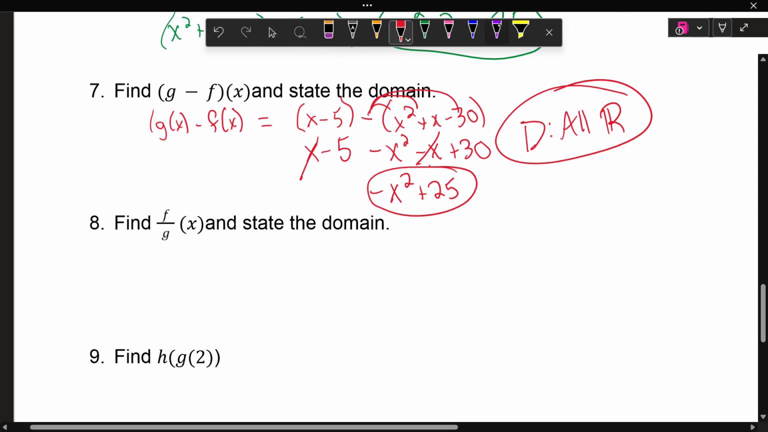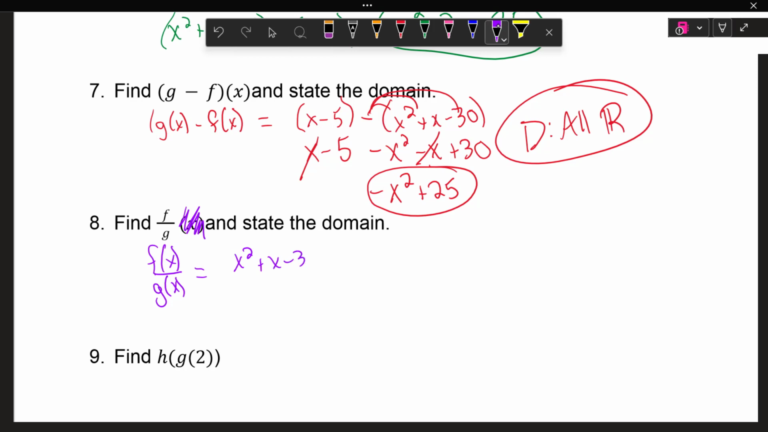Now, things are going to change with the domain for number 8 because we have division, and we know we can't divide by 0. So f of x divided by g of x. And just kind of ignore that x and just do f divided by g. So that's x squared plus x minus 30 over x minus 5.